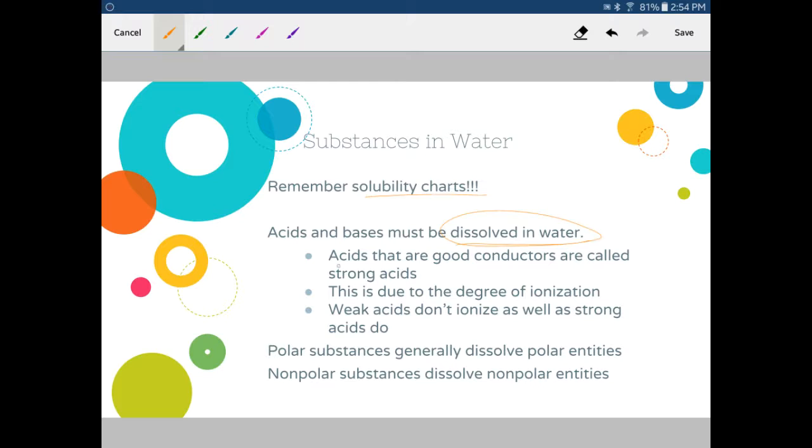Acids that are good conductors are called strong acids, which we'll talk about a little bit later. This is due to the degree of ionization. Weak acids don't ionize as well as strong acids do.